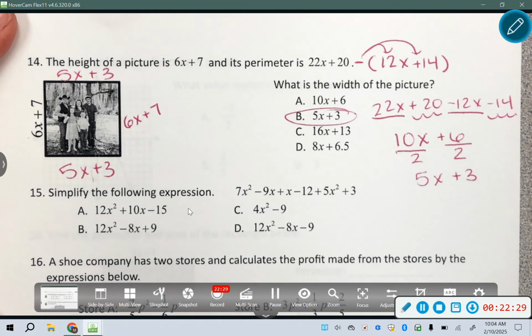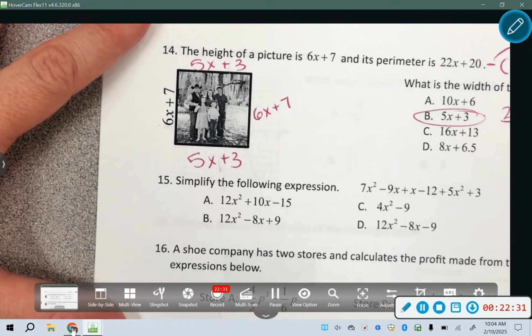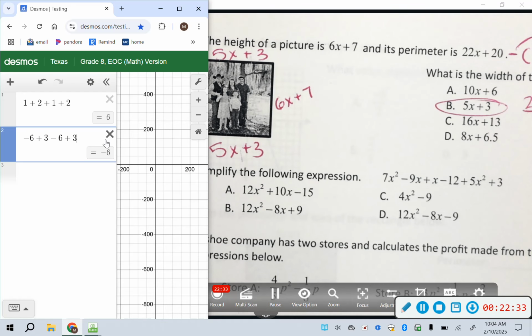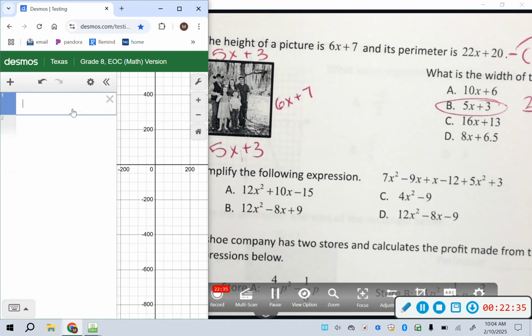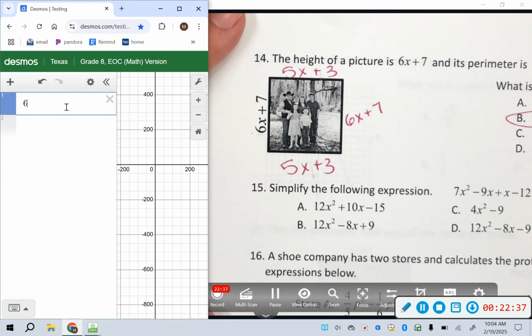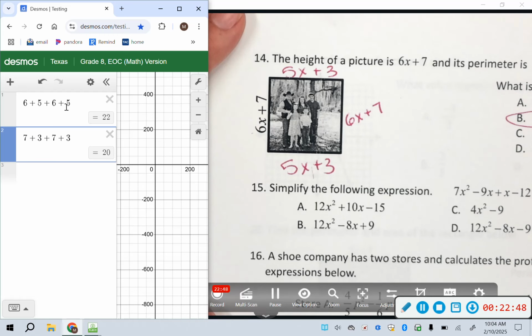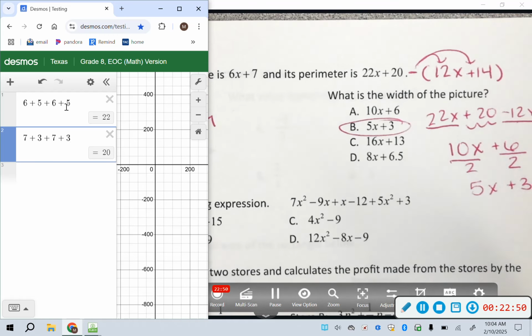So I know that I have 6x plus 5x plus 6x plus 5x, which gives me 22x, so that's correct. And then I have 7 plus 3 plus 7 plus 3, which gives me 20, which is also correct. So we did it correctly.